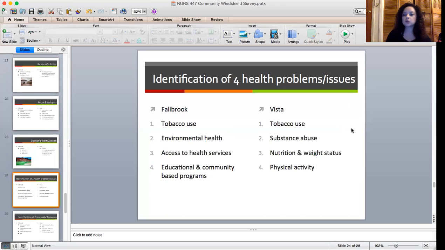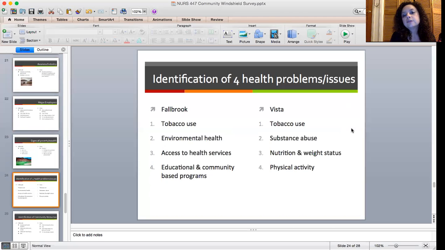So the Healthy People 2020 goal is to reduce tobacco use, and then to educate people on environmental health and to keep a healthy environment. The goal is to have people have access to health services and more educational and community-based programs.